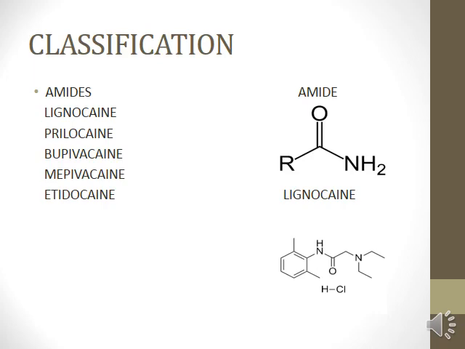These were the local anesthetics that are amides in structure, and they include lignocaine, prilocaine, bupivacaine, mepivacaine, and tirocaine. This was about the classification of the local anesthetics. The local anesthetics are basically classified into two groups. Number one is the esters, and number two is the amides, and they should be learned by heart. So now we move to the next slide.